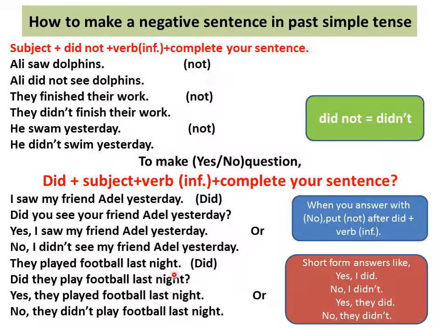They played football last night. Start with did. Did they play football last night? Yes, they did. Short answer. Or no, they didn't. If I want a complete answer, yes, they played football last night. Or no, they didn't play football last night. So short answer or short forms like this. For the complete one, you have to complete the sentence. Write yes, then the subject and verb. So pay attention, please.